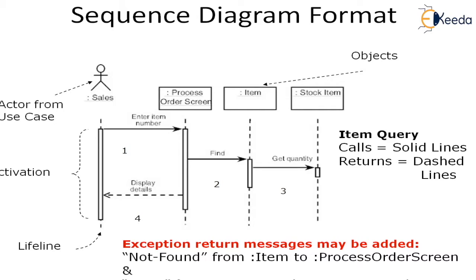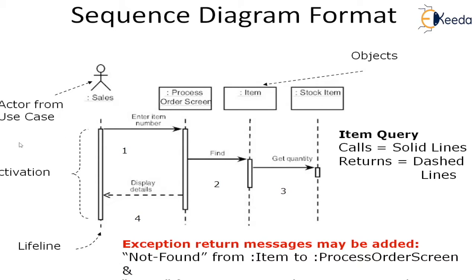In the sequence diagram format, you can see this is the actor that we saw in our class diagram, and these are the three objects. You can see that there is a class, and this process order screen is one class. It is a boundary class. And then there is the item. This is another entity class, and it has been instantiated, so we have got the colon and the underline. And there is a stock item class. This is one object. So there are three objects which have been instantiated.